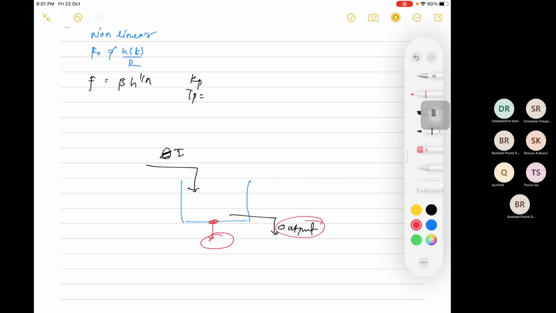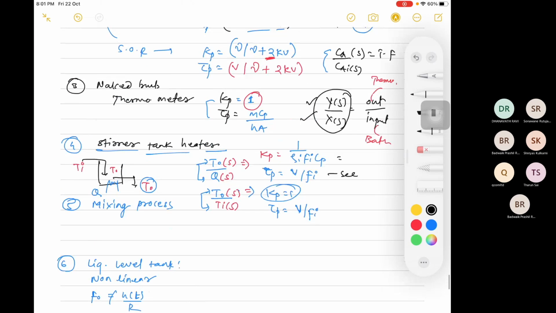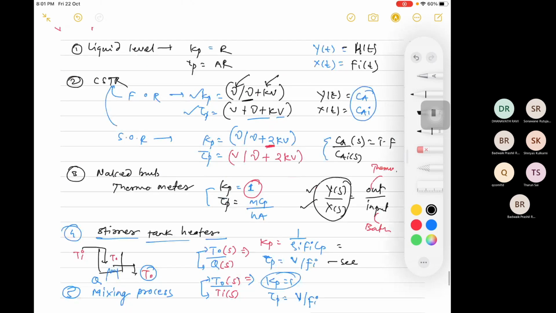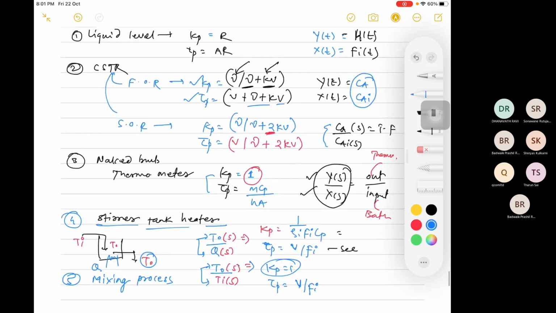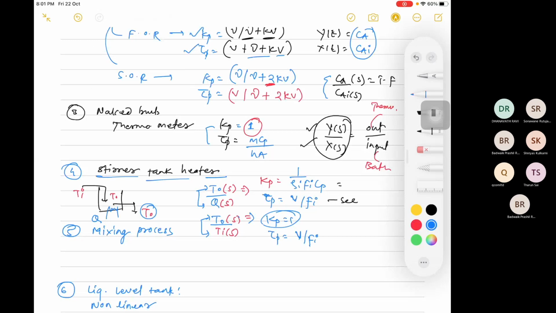In that case, suppose if I'm writing flow rate upon flow rate, then it is not dimensionless. No, I mean to say it is dimensionless, but Kp is not 1. Kp is not equal to 1 because there are two outputs, similar to this. Here, look, in reaction, volumetric flow rate plus reaction. Here, there was only one outlet in all other cases. So this is what about stirred tank heater, you know. Kp and tau p are done for this.